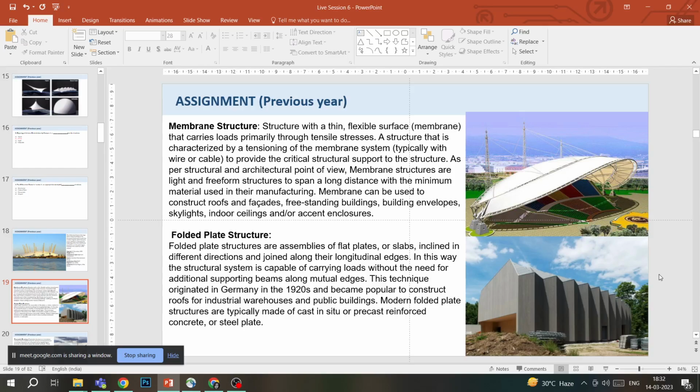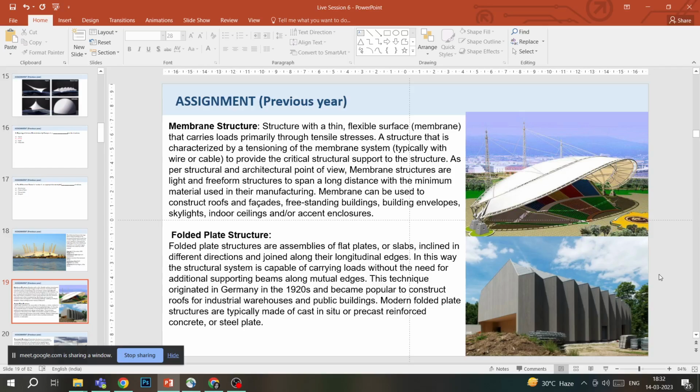Then folded plate structures. Folded plate structures are flat plates which are joined together at different angles, and that's how they carry load, and without the need of additional supporting beams they can carry more load because of this technique. It is used in a lot of ways now.